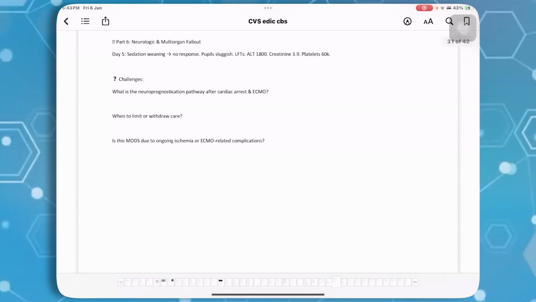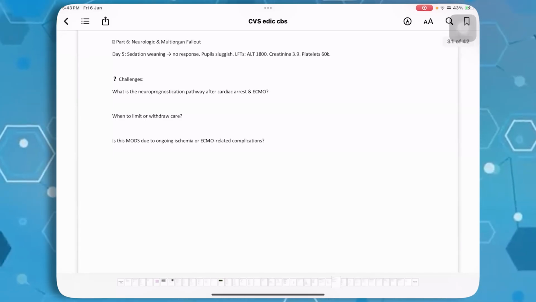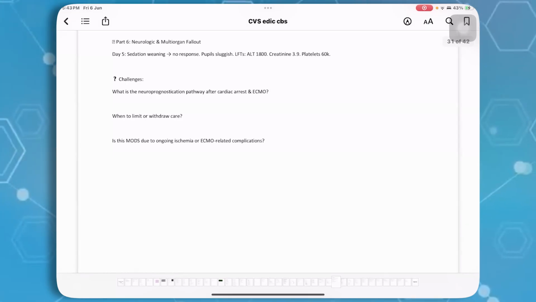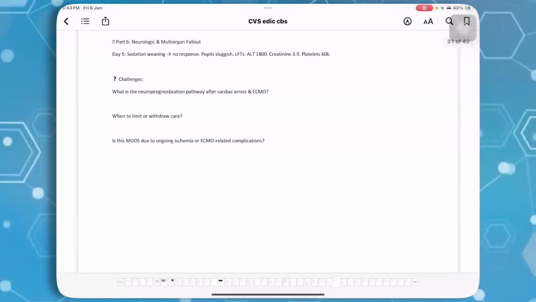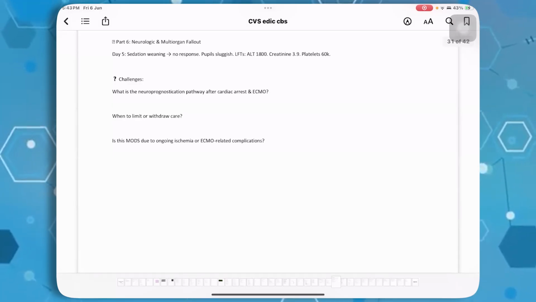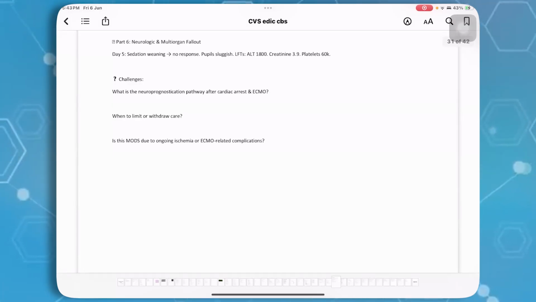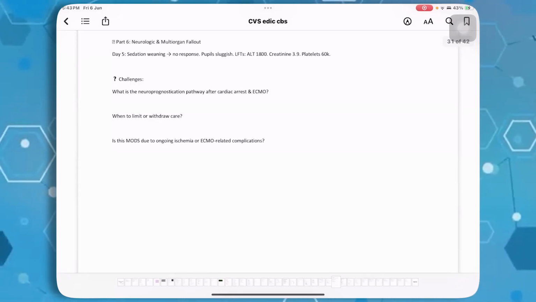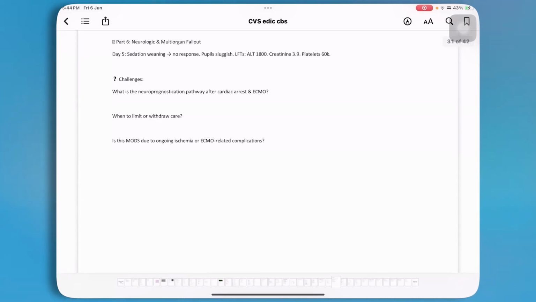I will leave you with a few questions for yourself. What is the neuroprognostication pathway after cardiac arrest and ECMO? This is upcoming. Everybody is asking these questions because ECMO use is increasing and sometimes patients who are brain dead are kept on ECMO. So you need to be very, very clear that this question will be asked in the exam.